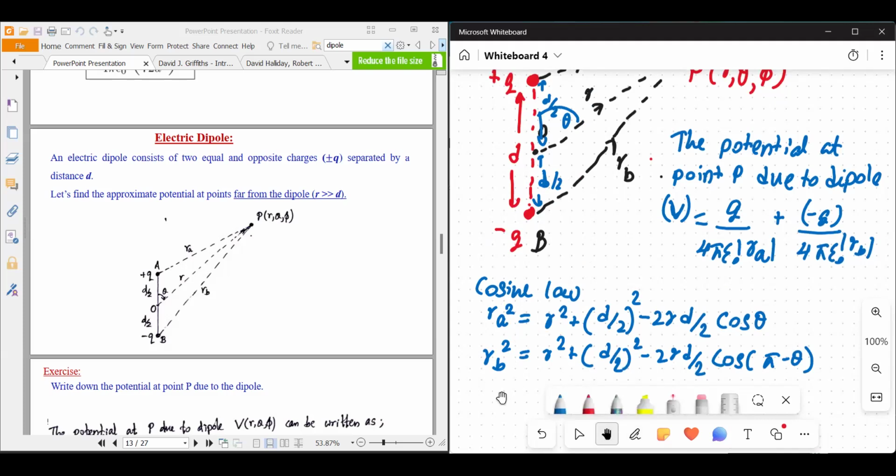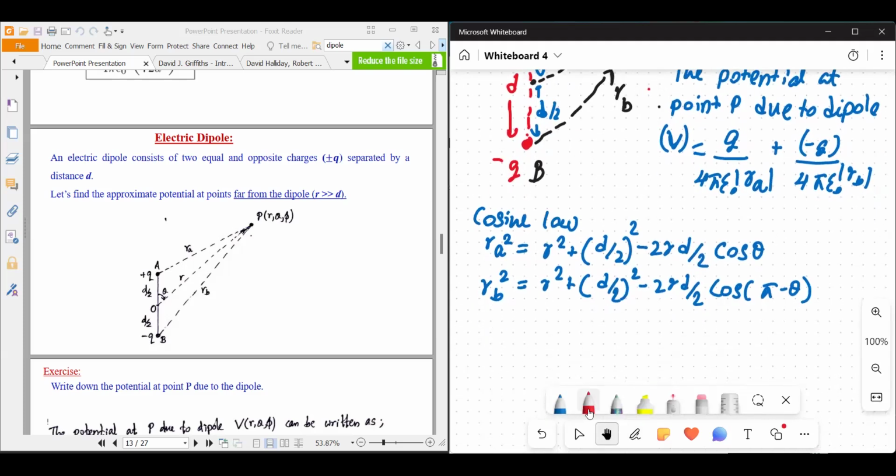Then RB squared is equal to R squared plus (D over 2) squared. So cos(phi minus theta) is equal to minus cos theta. Then here it will be plus 2, so the 2 will be cancelled out, giving RD cos theta.